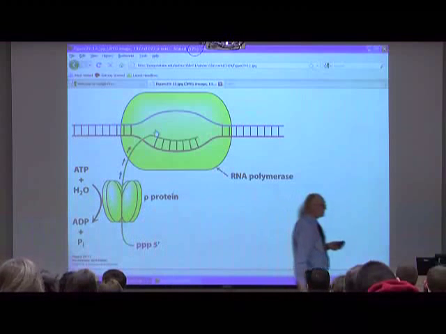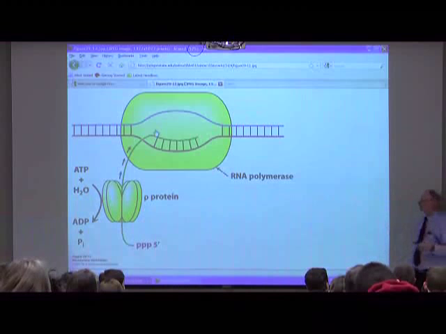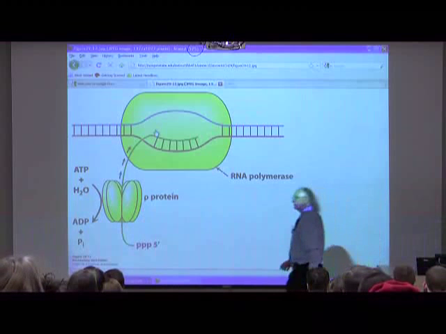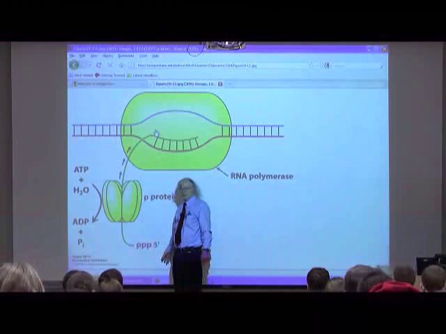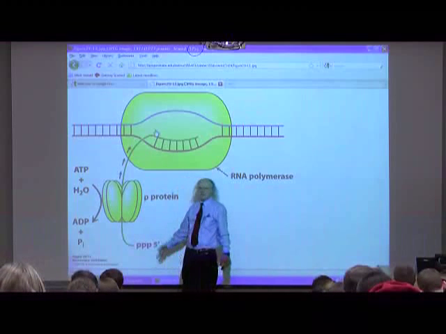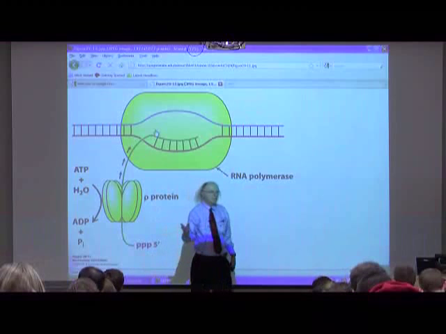Well, Rho is like that, okay? Rho is a protein that gets on the end of an RNA, once it's come off of the RNA polymerase, and it starts climbing that rope.